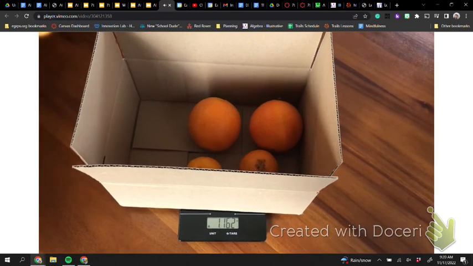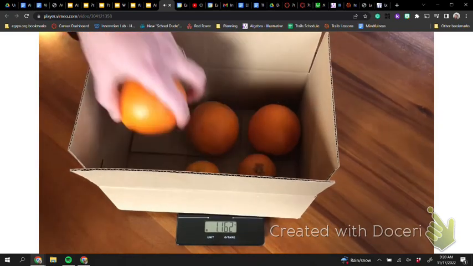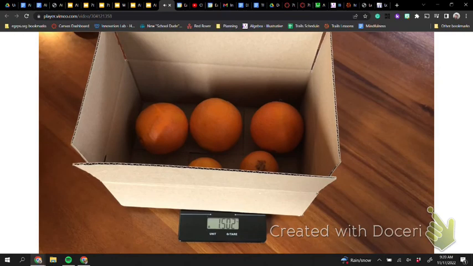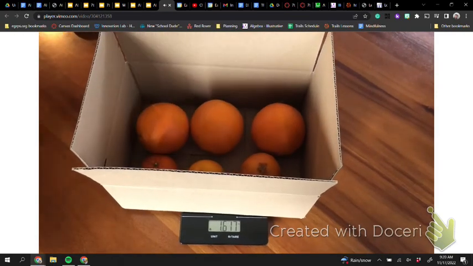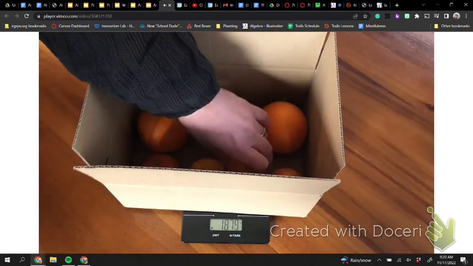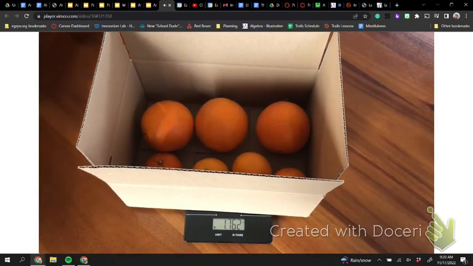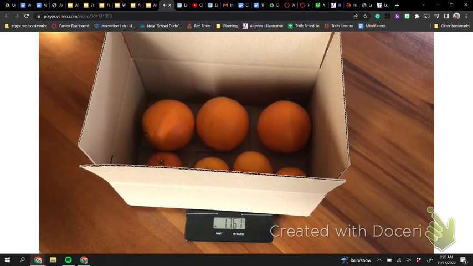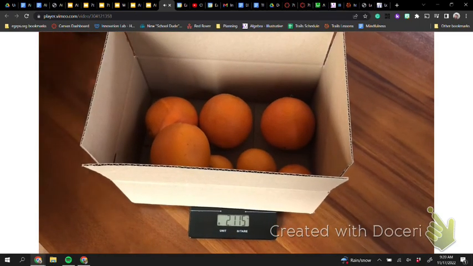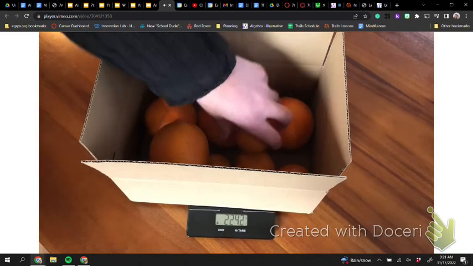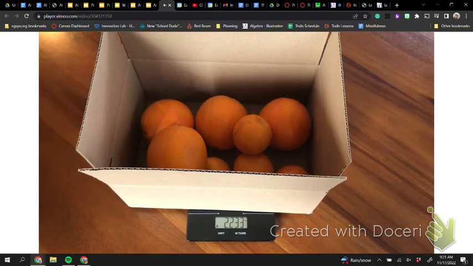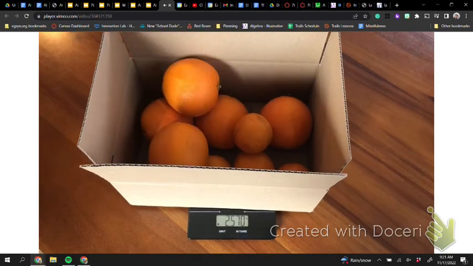Now we're at 4. Now we're at 5. Oh, now we're at 7. I missed one. 8. We're at 9. And now we're at 10.